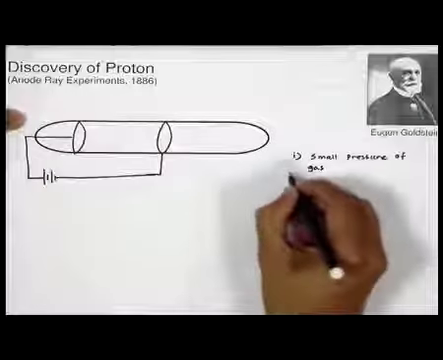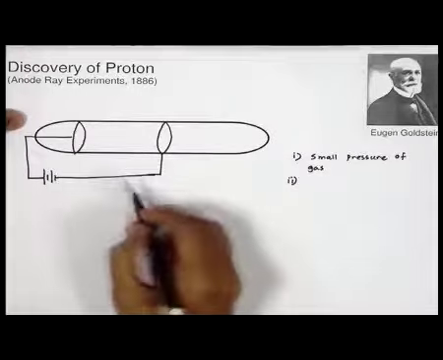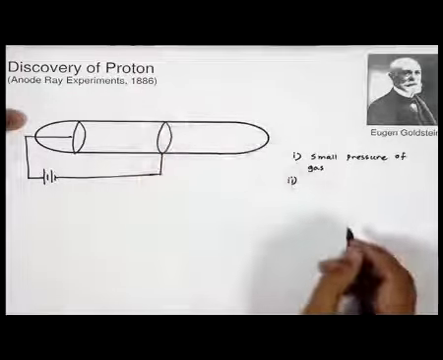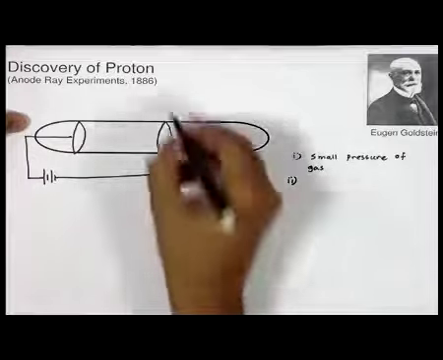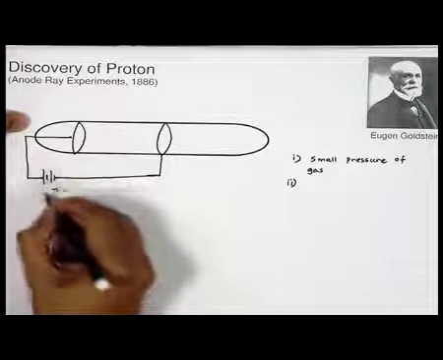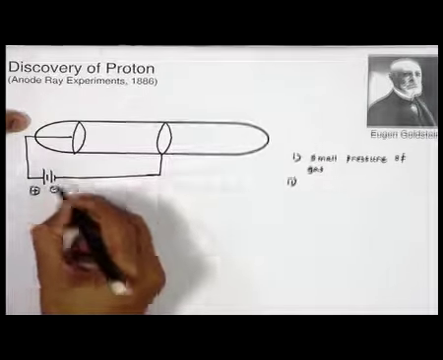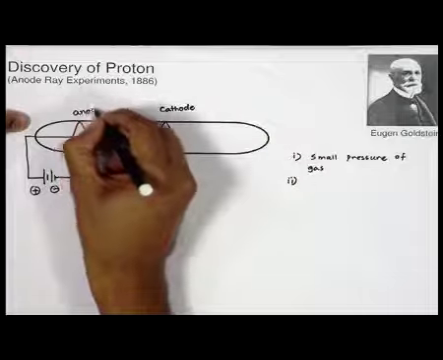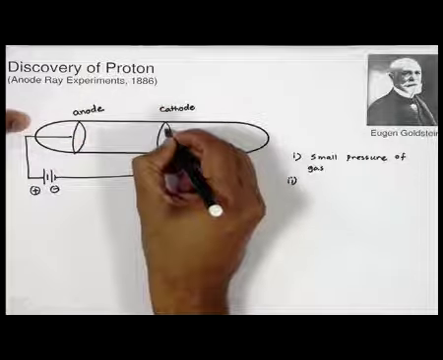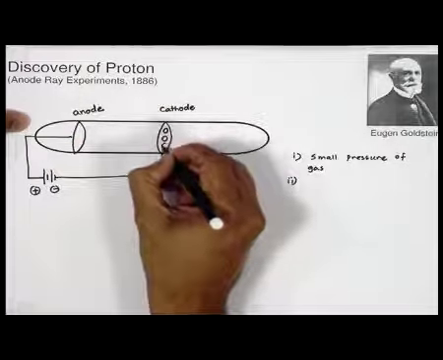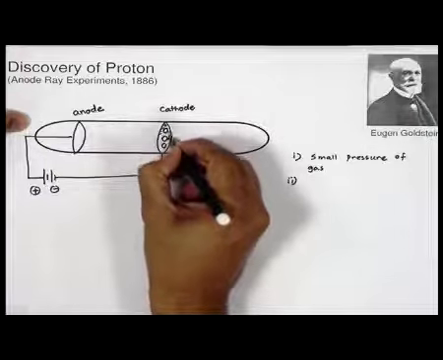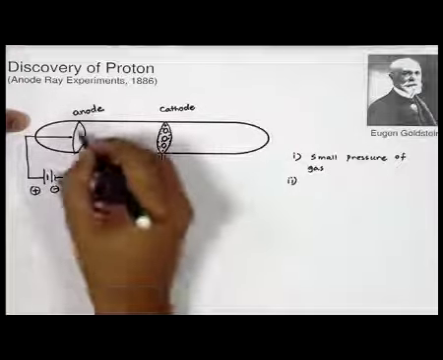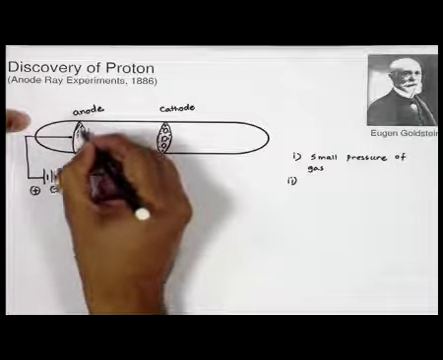The other difference was, if you remember, in the cathode ray tube we had one hole in the center of the anode. Here, the way we have applied the potential difference, the polarity, this is my cathode, the negatively charged electrode, and this is my anode. What is done is that we have used a perforated cathode. I am drawing 3 holes here, and this is my anode plate.